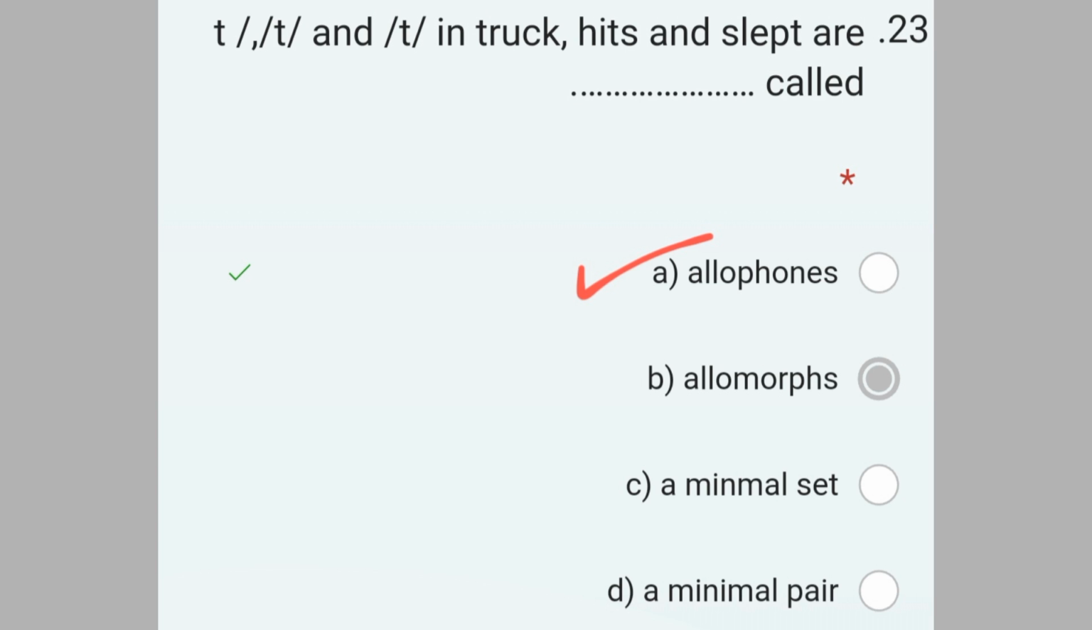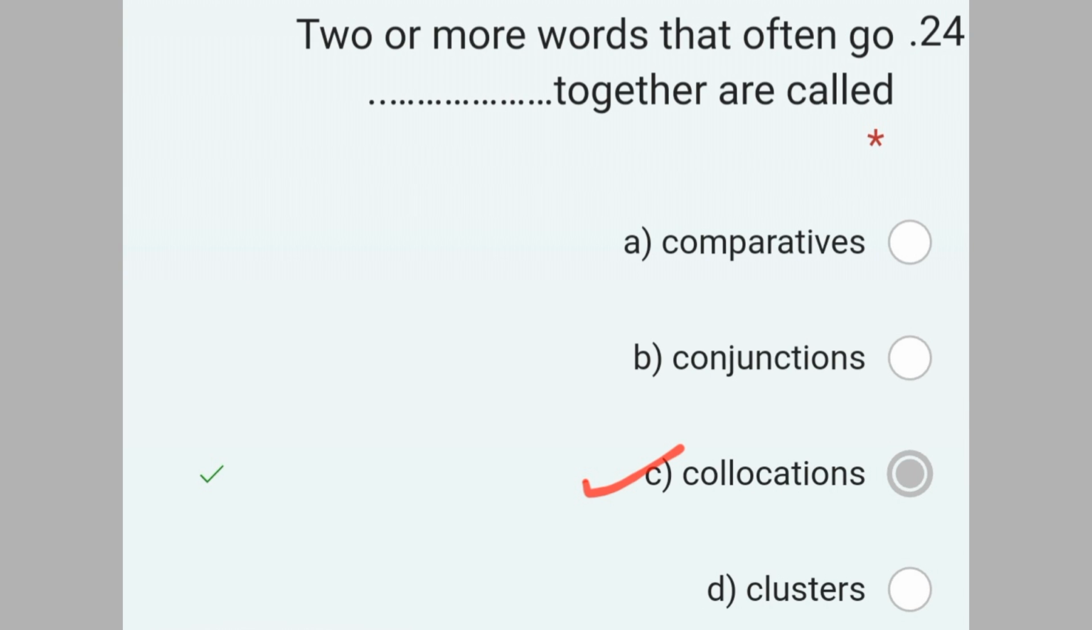23. The sounds /t/ in "tea," "stop," "truck," "hits," and "slept" are called A. Allophones. B. Allomorphs. C. A minimal set. D. A minimal pair. 24. Two or more words that often go together are called A. Comparatives. B. Conjunctions. C. Collocations. D. Clusters.